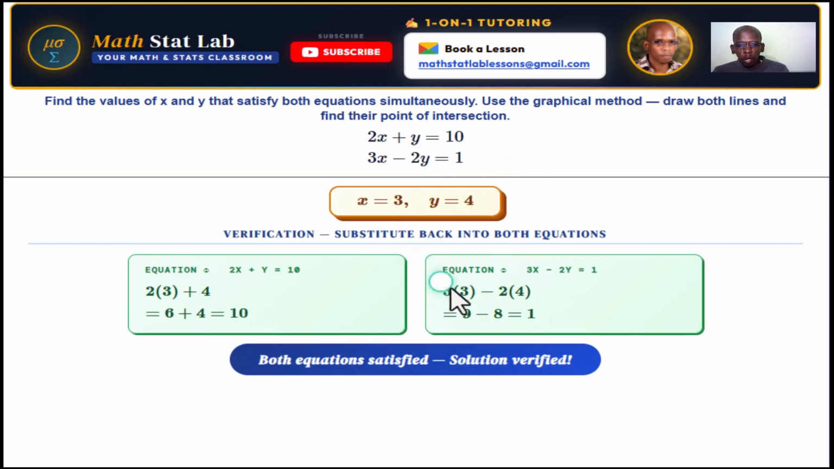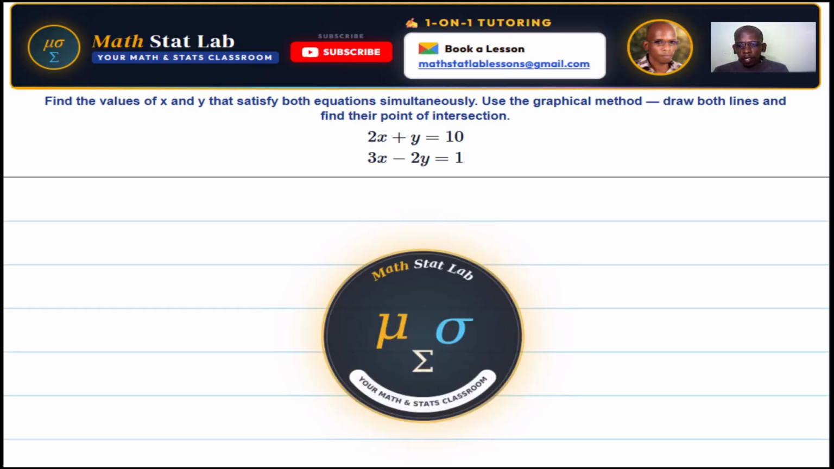Then in the second one, we have 3x minus 2y is equal to 1. So it will be 3 into 3 because x is 3, minus 2 into 4 because y is 4. So it will be 3 multiplied by 3, which is 9, minus 2 multiplied by 4, which is 8. So 9 minus 8 is 1. So the second equation is verified. Both equations are satisfied and the solutions are verified. So that's how we solve a system of linear equations using the graphical method.